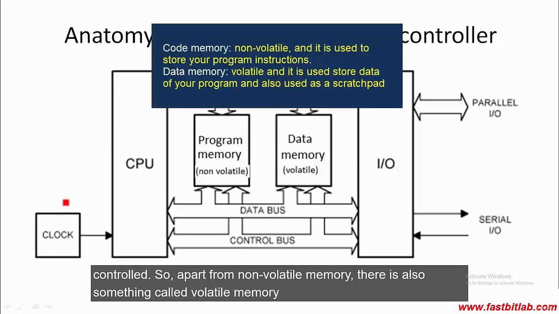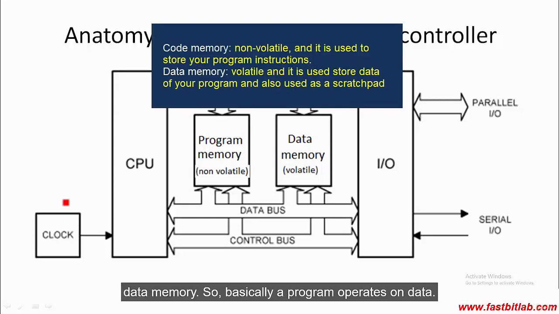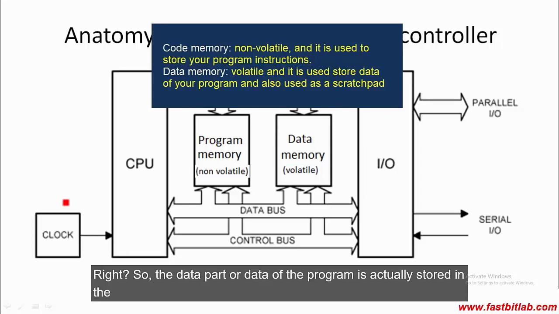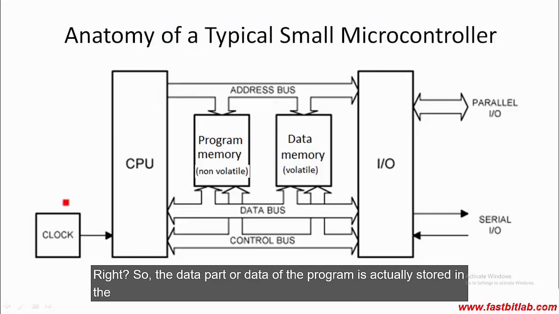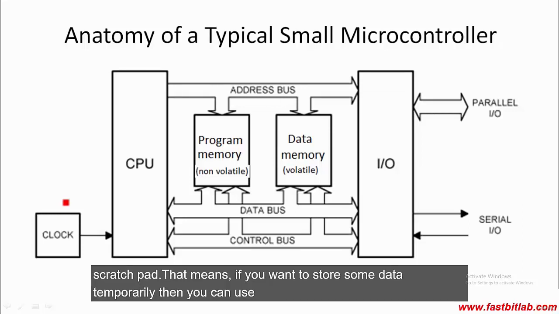So apart from non-volatile memory, there is also something called volatile memory, which is called data memory. Basically a program operates on data, right? So the data part of the program is actually stored in the data memory. You can also use data memory as a scratch pad. That means if you want to store some data temporarily, then you can use data memory.